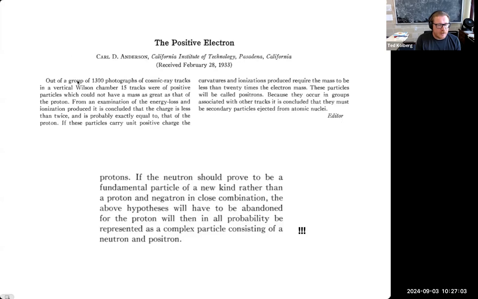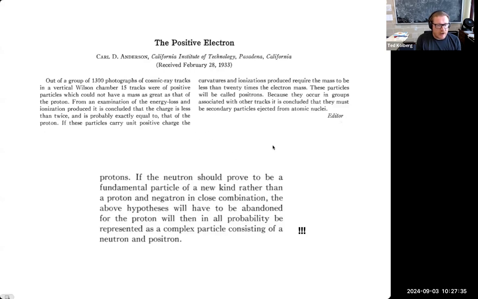Here he says, "Out of a group of 1,300 photographs of cosmic ray tracks in a vertical Wilson chamber, 15 tracks were of positive particles which could not have a mass as great as that of the proton." Again, we know that by calculating the energy loss that a proton would experience in the lead plate and contrasting what the energy loss expected from an electron. "From an examination of the energy loss and ionization produced, it is concluded that the charge is less than twice and is probably exactly equal to that of the proton."